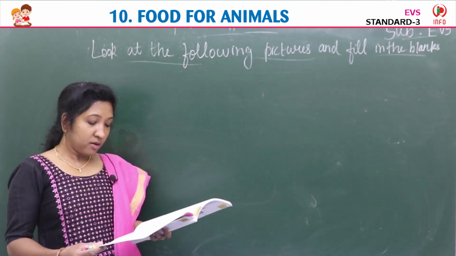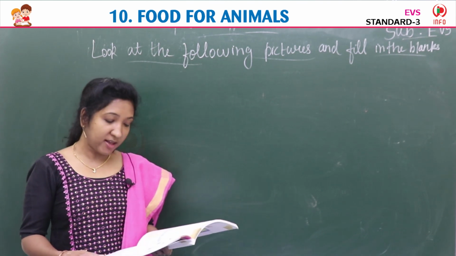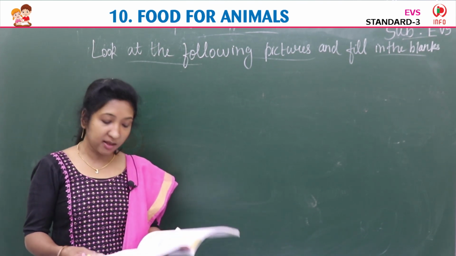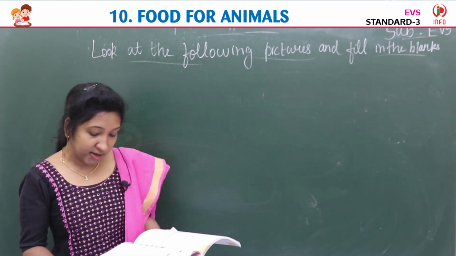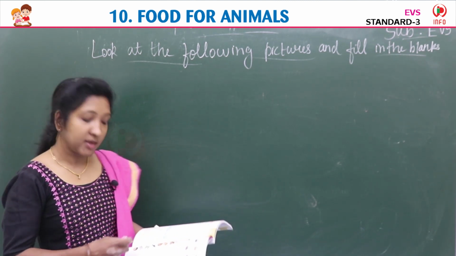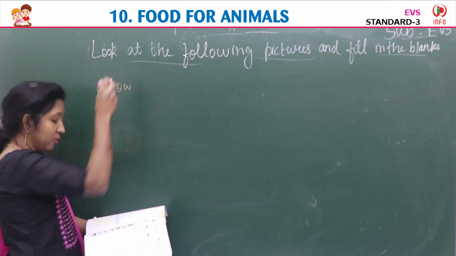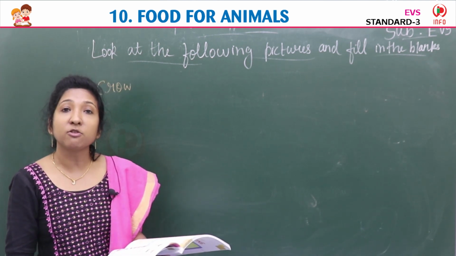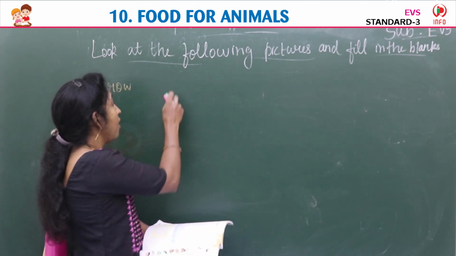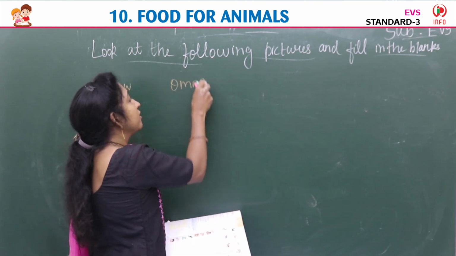Children, now the next picture. We finished up to 3, isn't it? First it was horse, then tiger, then lion. Now coming to the next picture, which picture is shown there? Yes, it is a crow. Okay. Is it a herbivore, carnivore or omnivore? It is an omnivore.